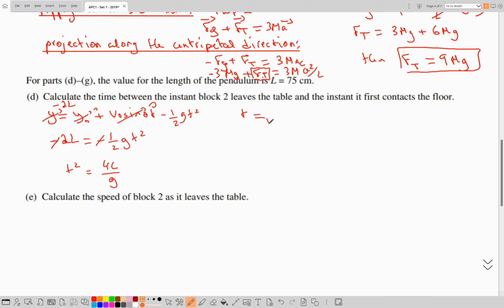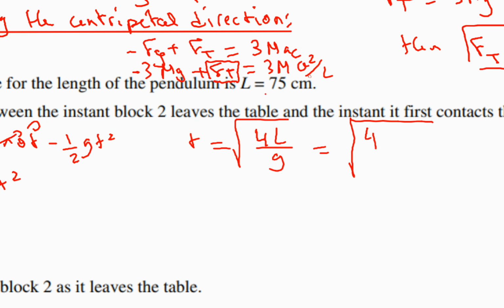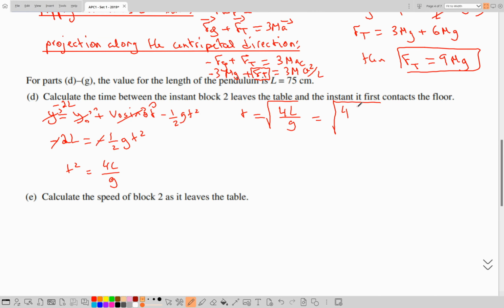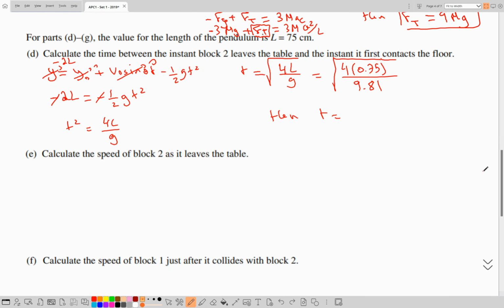Then t would be given by the square root of 4L divided by g, which is the square root of 4 times the length. Now this is in centimeters, and in order to convert from centimeters to meters, we divide by 100. Then plugging this expression into the calculator, we find the time needed for the block to reach the ground is 0.55 seconds.